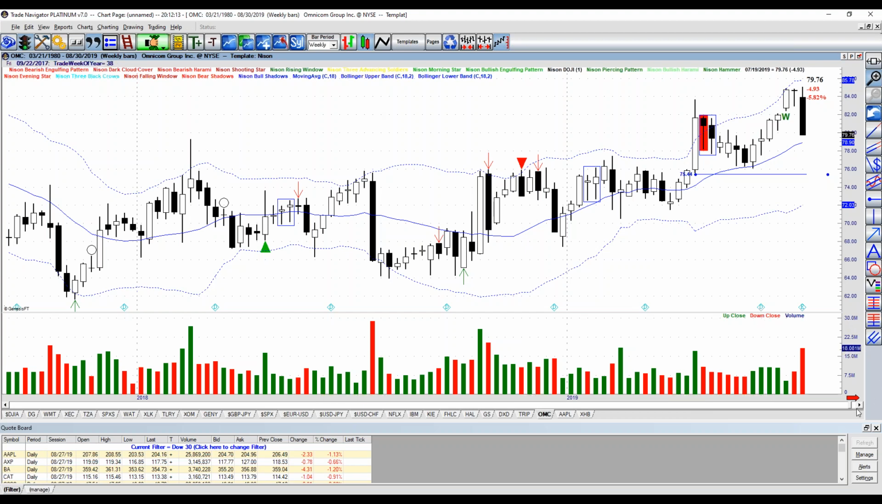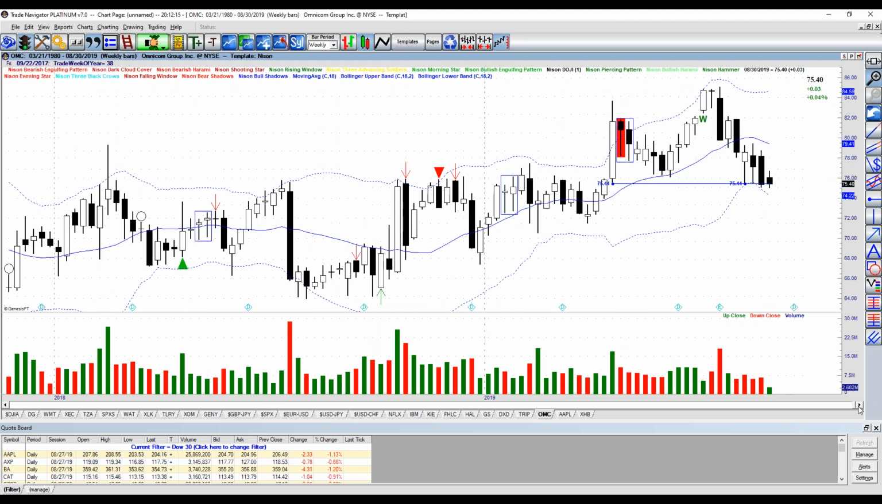I'm going to move back forward. This is where we are, where I just switched it to a weekly chart. And if you scroll back, you'll see this was a support line back here in April of this year. Now, if I want to go back even further, notice what we have.